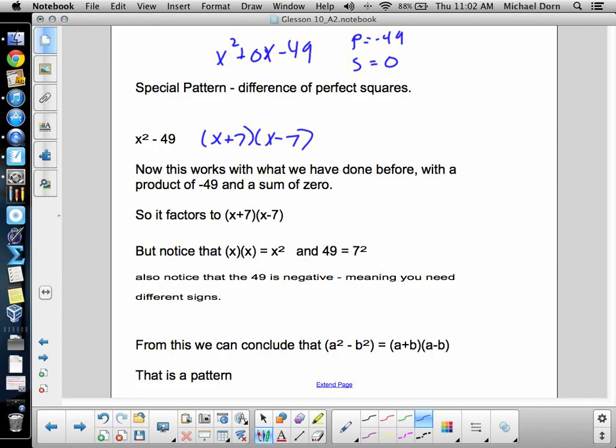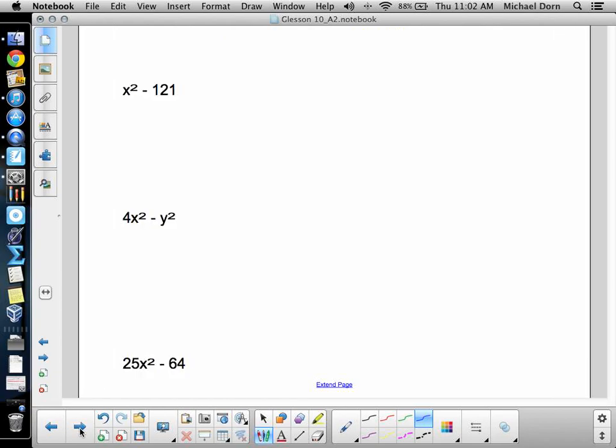So I can do it through the three-term thing, or I could do it through just memorizing the pattern. And the pattern is this. It's written down here. That anytime I have a squared minus b squared, it's always a plus b times a minus b. That's our pattern. And it's a good one to know and to have memorized.